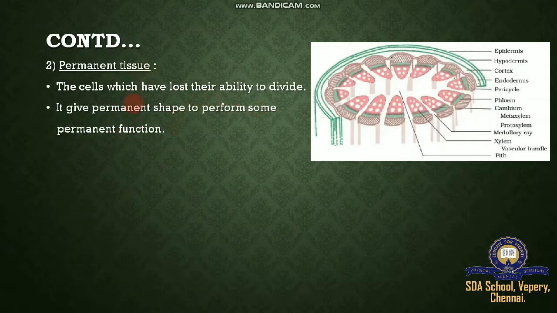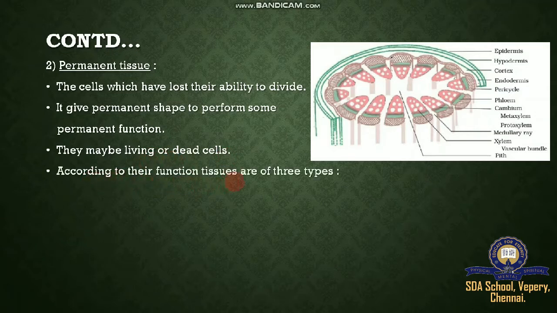It gives permanent shape to perform some permanent function. So what is the function of permanent tissue? Permanent shape, permanent function. What is a permanent function? A lot of functions. For example, xylem tissue transports water, phloem tissue translocates food particles, cambium increases the diameter. So it's some specific permanent function. They may be living or dead cells. If the cells are dead, some assisting cells will assist, and the cells will function.